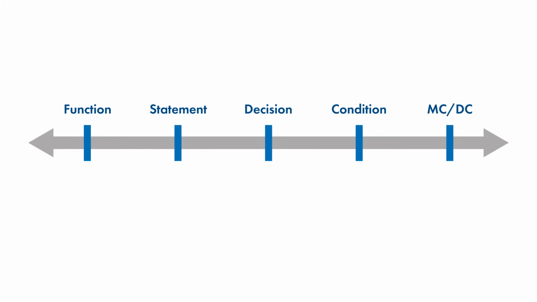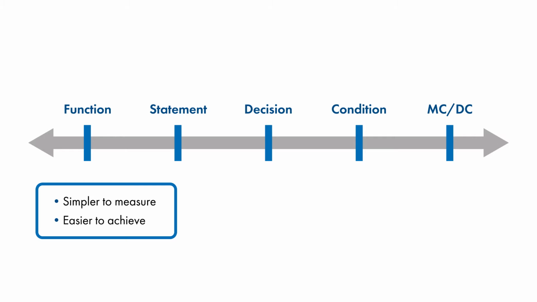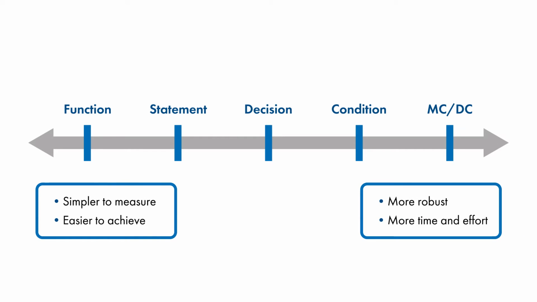There are 5 main metrics of code coverage, and they exist along a spectrum. At one end of the spectrum, the metrics are simpler to measure and easier to achieve. On the other end, they are more robust and comprehensive, but require more time and effort to achieve.